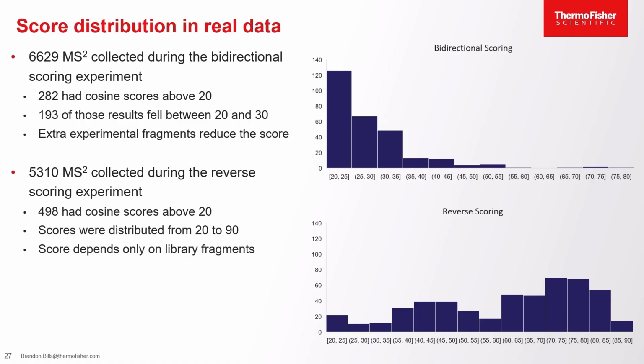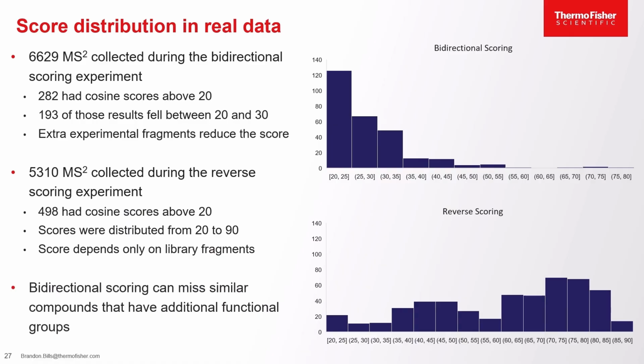The big take-home message here is that because we're only trying to find things that are similar, bidirectional scoring can miss these similar compounds, because if there's any additional functional groups or changes in the structure that add additional fragments, that lowers your score and can potentially reduce your score so low that it no longer looks similar when using bidirectional scoring and they get missed.